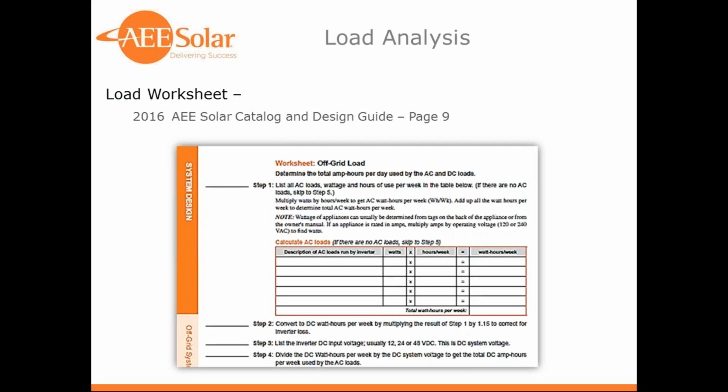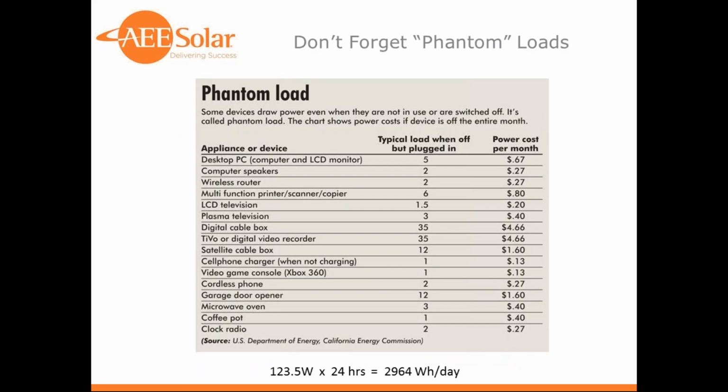One thing to consider when you're doing load calculations is that there are things called phantom loads, and these are items that appear to be turned off, but they still draw some energy. And we need to account for that because it can actually add up to quite a bit. This is a list here that was produced by the California Energy Commission and the U.S. Department of Energy of just some common household items that, even when turned off, draw energy.